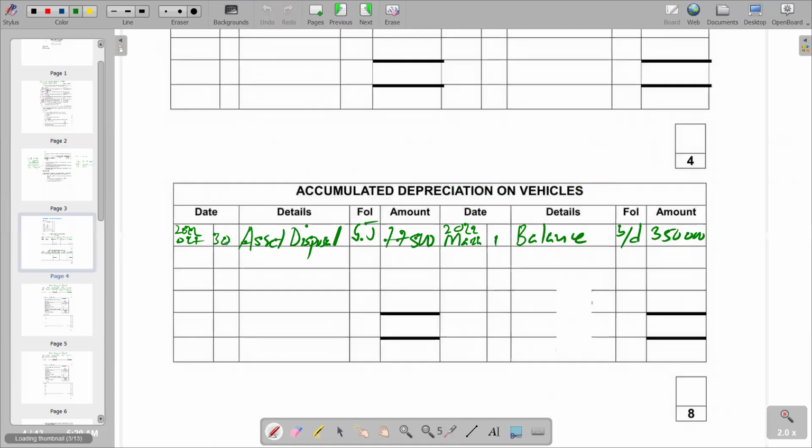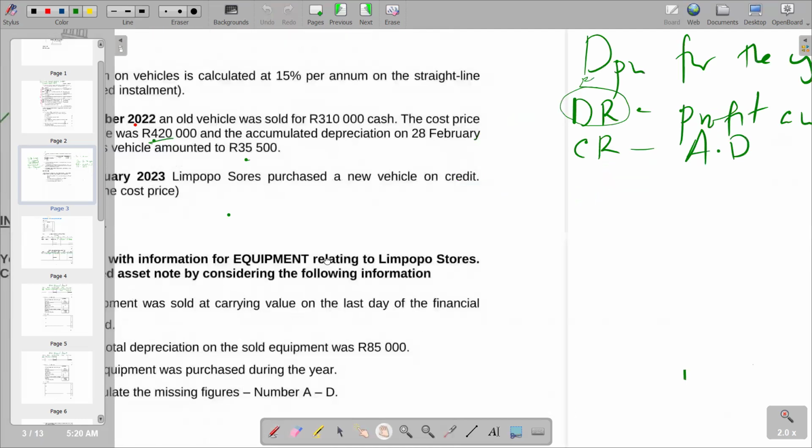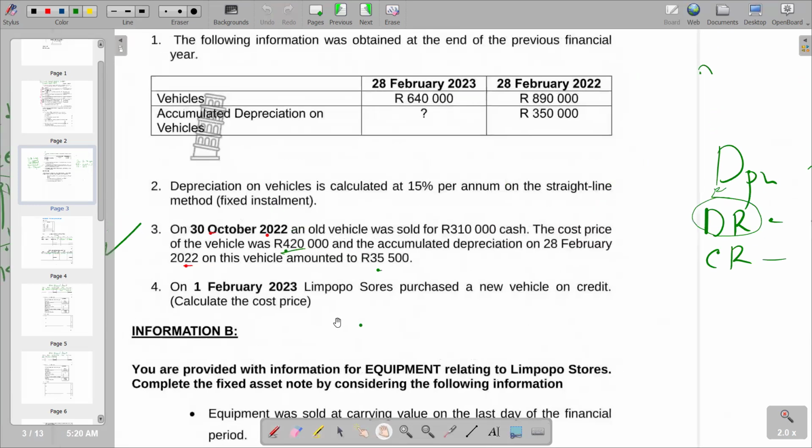Remember we've got accumulated depreciation here, so it means we are supposed to credit it here. So the task that we have now is to find the figure for depreciation for the year. But already we know the depreciation that we calculated for the disposed non-current asset for the current year. So what it means is we are going to make three different calculations. We are going to make the depreciation of old vehicles that were there for the whole year.